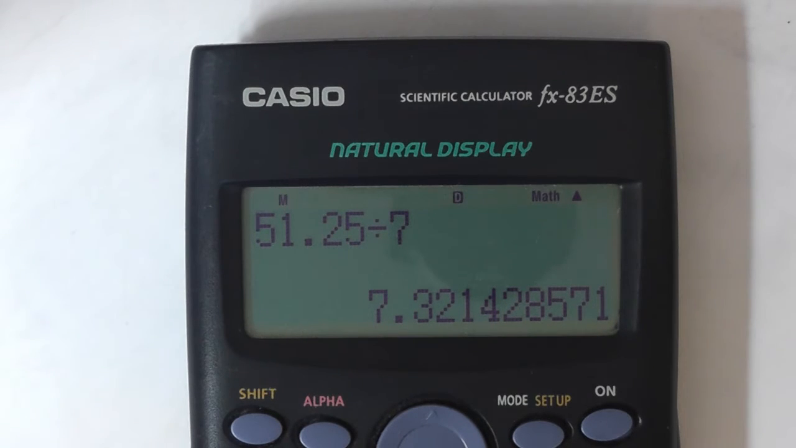Now the problem with some questions is that we might take what at first seems like a perfectly reasonable question, 51.25 divided by 7. Perhaps that's something with context. It could be £51.25 shared among 7 people. It might not be, it might just be a question. But we take what seems like a perfectly reasonable question and we get a perfectly reasonable answer, 7.321428571.